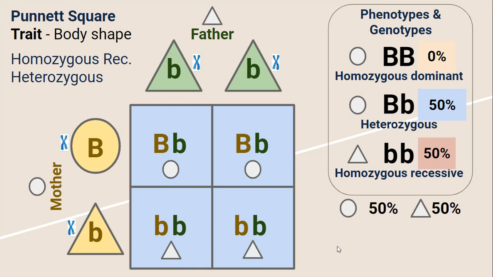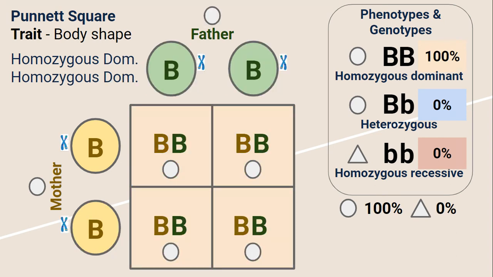And a 50% chance that the child could be homozygous recessive. So either capital B, lowercase b, or lowercase b, there's a 50% chance, which means there's a 50% chance that the child will show the phenotype of the round body, being heterozygous, and a 50% chance that the child will show the phenotype of the triangle body, being homozygous recessive. So there's a half and half chance of the monsterling being either round-bodied or triangle-bodied.